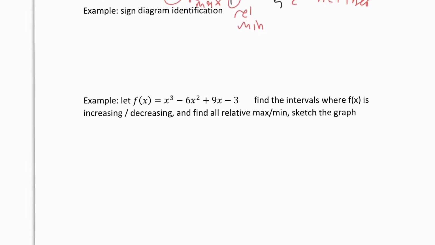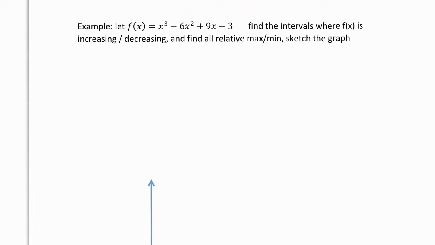Alright, let's do an example with an actual function. So let's let f x be x cubed minus 6x squared plus 9x minus 3. We're going to find the intervals where f x is increasing, decreasing, find all relative max and min, and then we're actually going to use this information to sketch the graph. So first up, let's find the derivative.